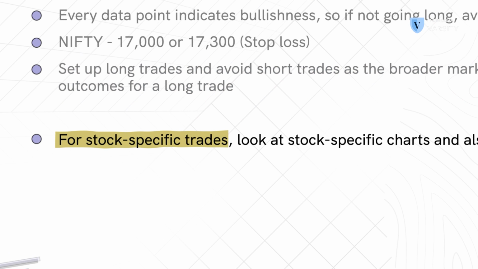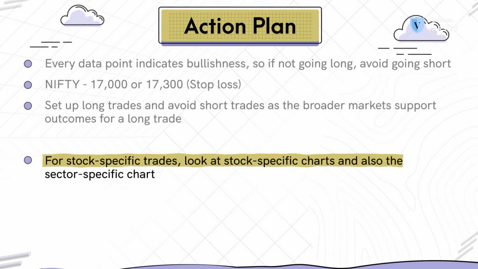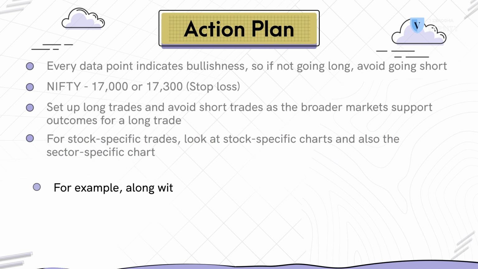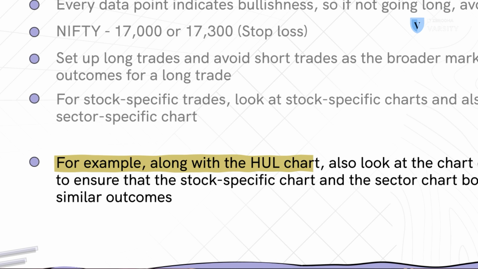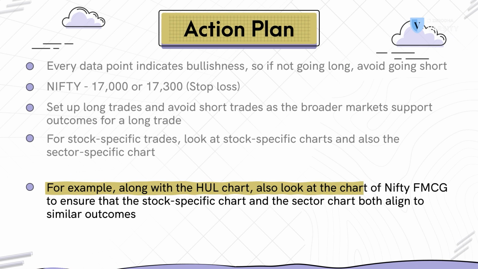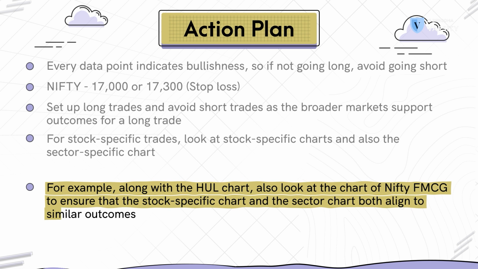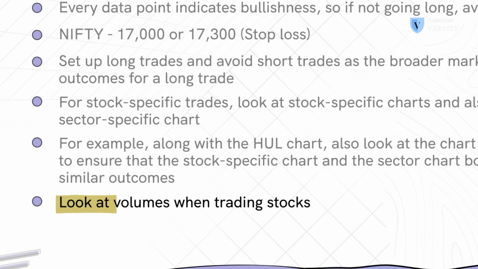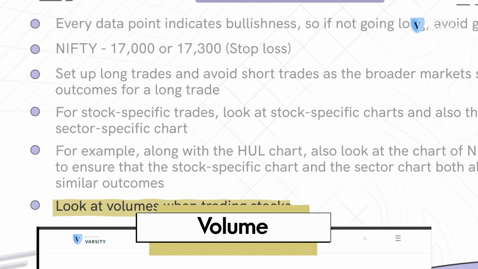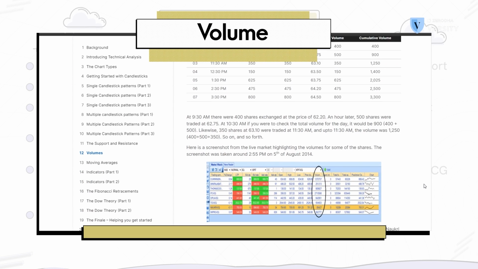For stock-specific trades, I'll also look at stock-specific charts and also the sector-specific chart. For example, if I'm trading HUL, then apart from looking at the HUL chart, I'll also look at the Nifty FMCG chart to ensure that both the charts align to similar outcomes. For stocks, along with everything else, I would also look at the volume data. I have a detailed chapter on how to use volumes in Varsity. I would suggest you give it a quick read.